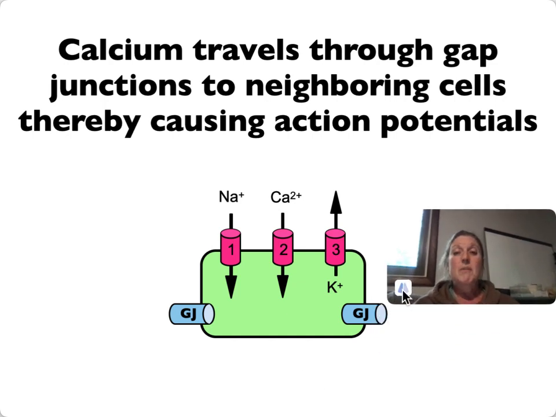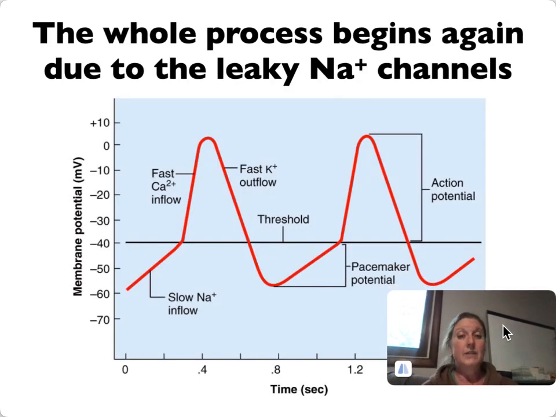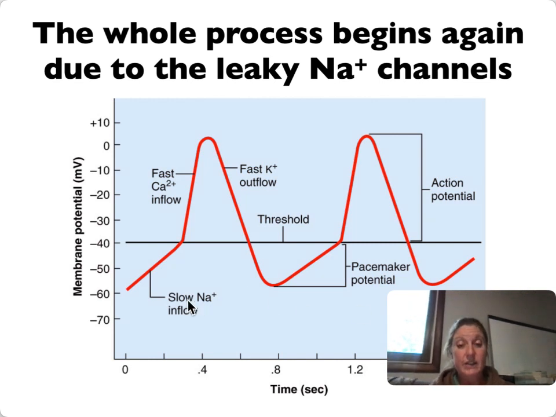Right? And once again, remember that calcium is traveling through these gap junctions to the neighboring cells, which is causing them to repeat or amplify the action potential and pass it on to the next one. And diffusion is super fast. All right, so the whole process begins again because we have the leaky sodium channels. They're actually leaking the whole time. They don't stop just because we're having an action potential. It's just that the charge changes rapidly with these other channels suddenly being active. All right.